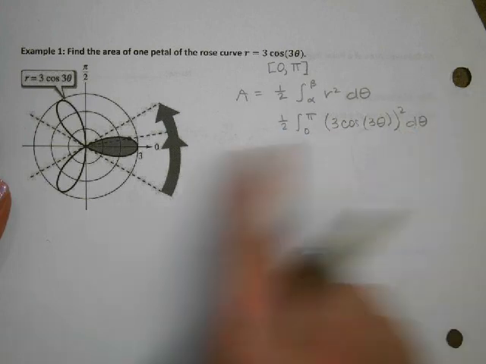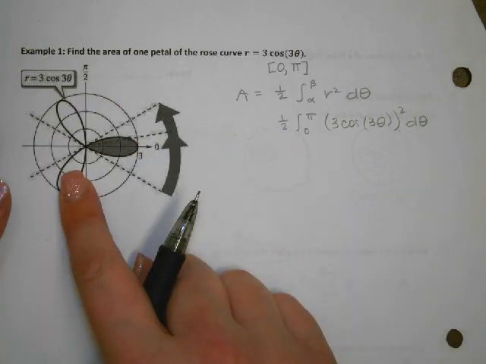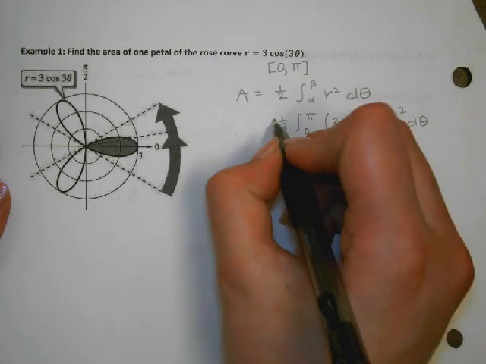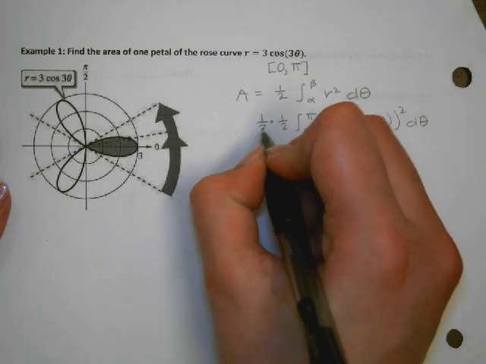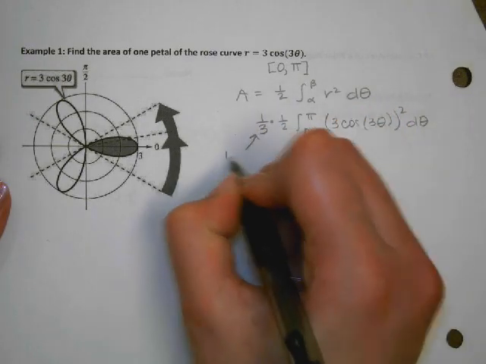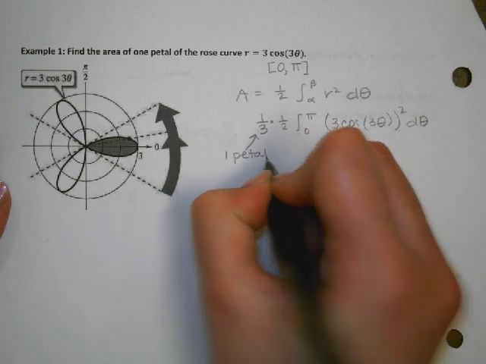If that would be the area of the entire picture, then I only want one petal, so I'm going to do 1/3 of that. I'm doing this because it gives me one petal instead of 3.